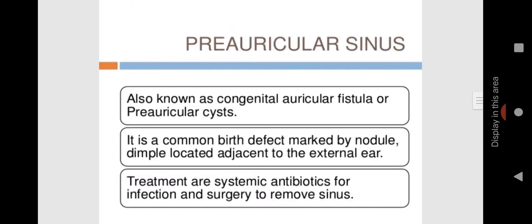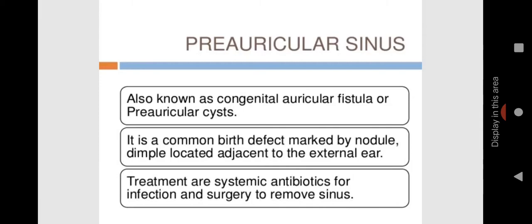It is also known as congenital auricular fistula or preauricular cyst. So there is a sinus or an opening occurring on the auricle region or the pinna region. It is a common birth defect marked by a nodule or dimple located adjacent to the external ear. So it is mainly occurring due to a nodule formation located adjacent to the external ear.